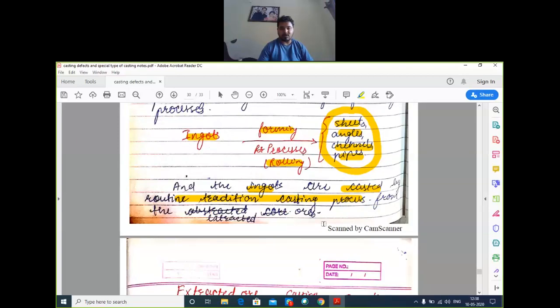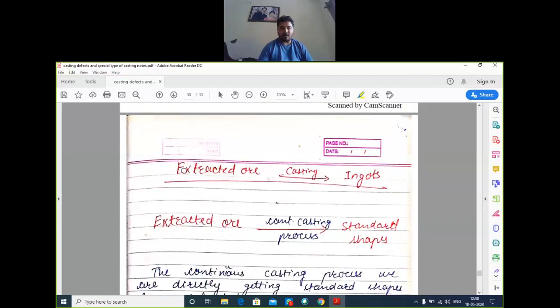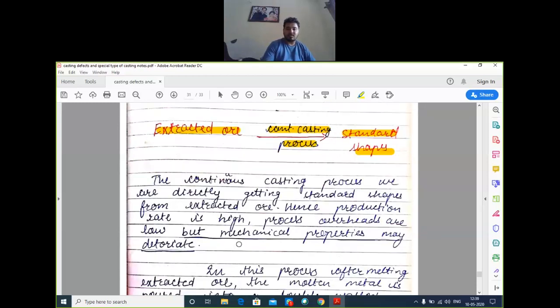green sand casting, with the help of extracted ore. The ingots are formed from extracted ore with the green sand casting process, and for getting the standard shape, we have to use the forming process. But in the continuous casting process, we get the standard shape directly from the extracted ore.